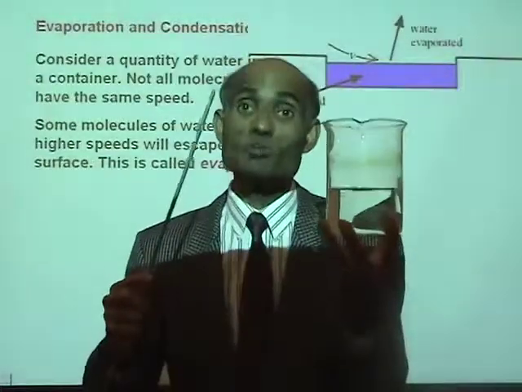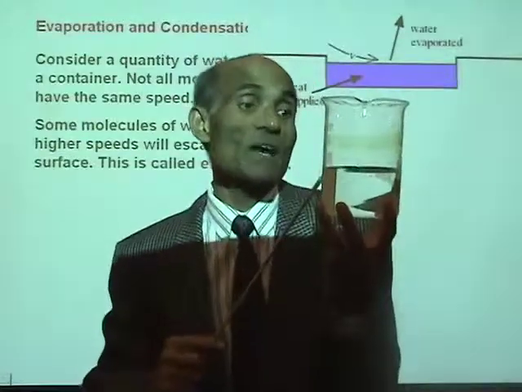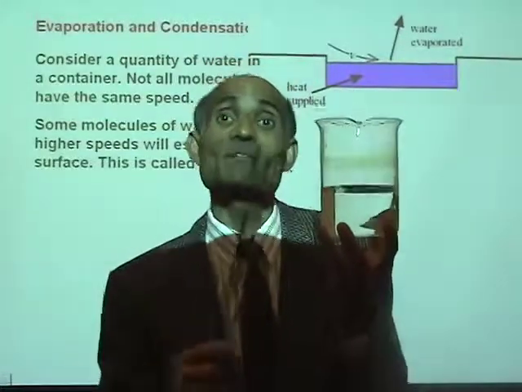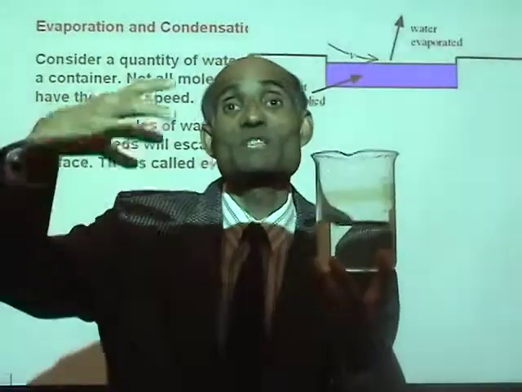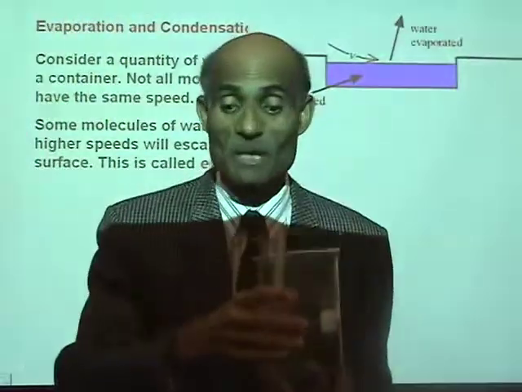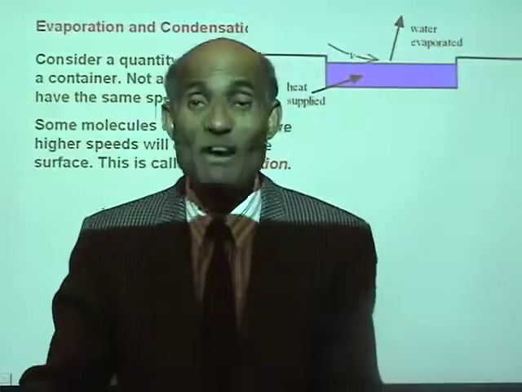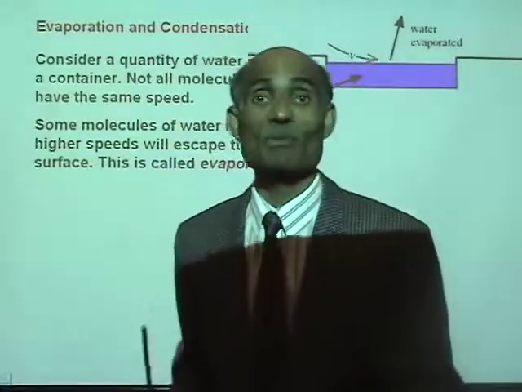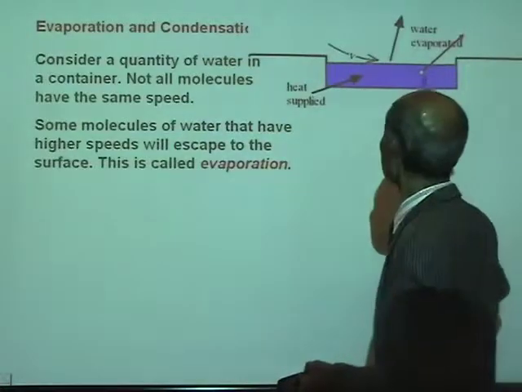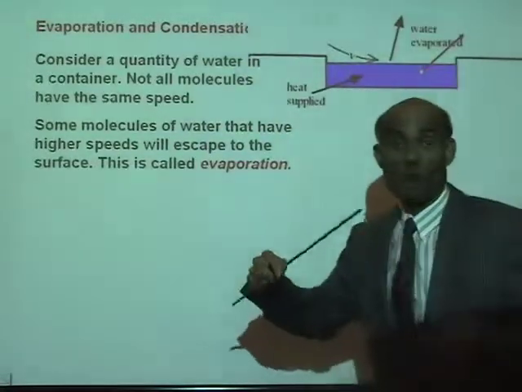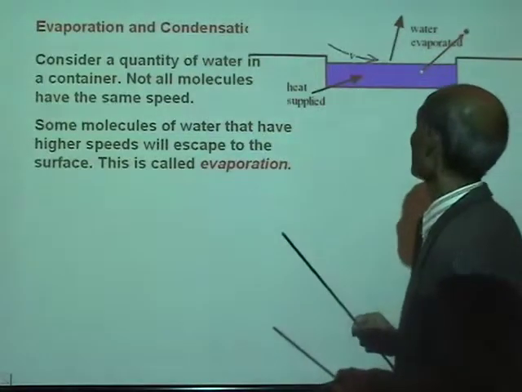Now, when those molecules which have a higher than average speed come and hit the surface, they will simply escape to the space outside. That means the molecules from the liquid state become the vapor, and that is evaporation. Well, when a molecule here gets more than average speed, it can simply escape.